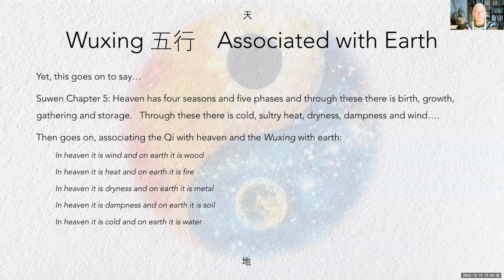associating a chi with heaven and a xing, a phase with the earth. So it says quite clearly, in heaven it's wind, on earth it's wood. So the chi is associated with heaven and the phase is associated with earth. In heaven it's heat, on earth it's fire. In heaven it's dryness, on earth it's metal. In heaven it's dampness, on earth it's soil. In heaven it's cold, on earth it's water.